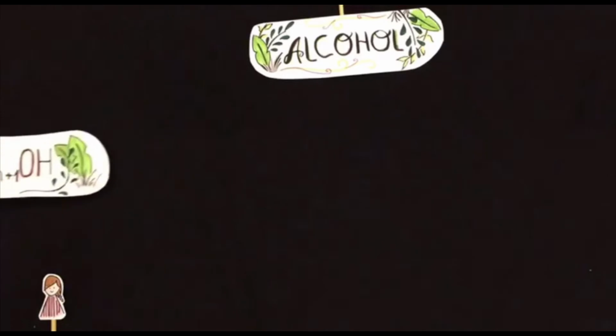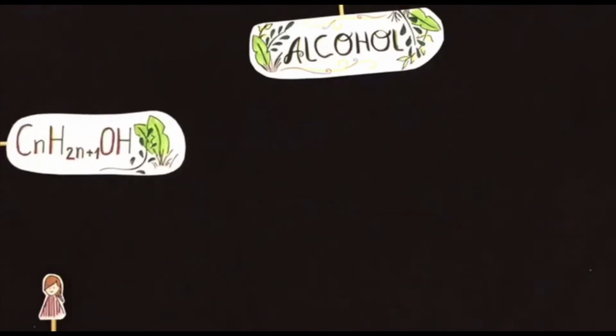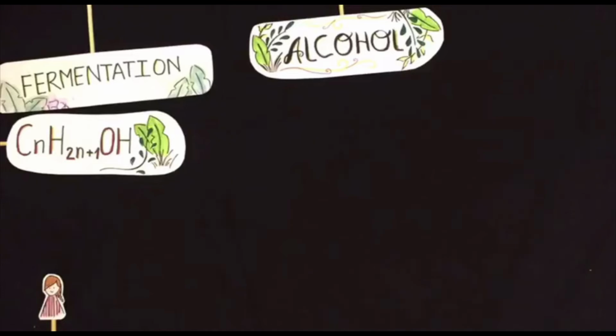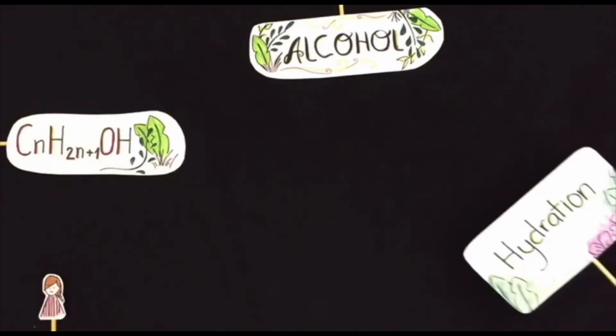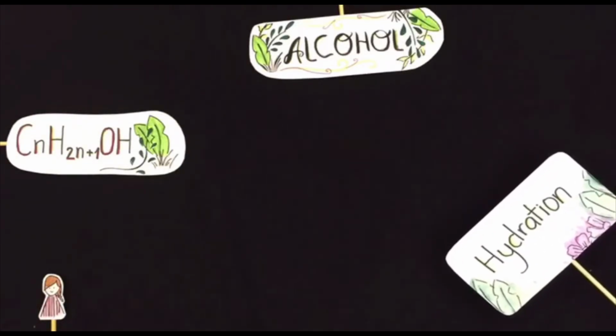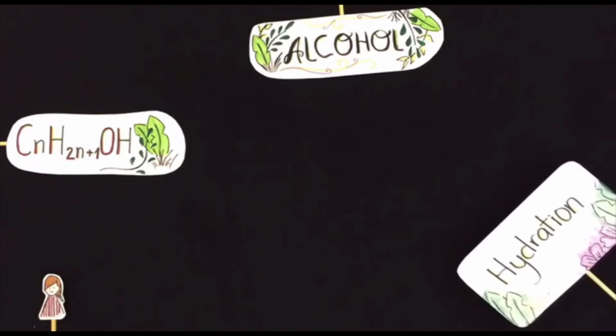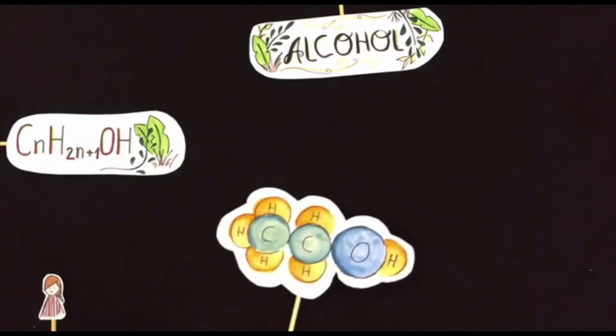Alcohol. Alcohols are molecules that contain the OH functional group, which is responsible for their properties and reactions. Alcohols have the general formula of CnH2n+1OH. We can make alcohol from fermentation of anything that contains sugar, starch, or cellulose, and hydration of ethene to make ethanol. Hydration means water is added on, which is an addition reaction.